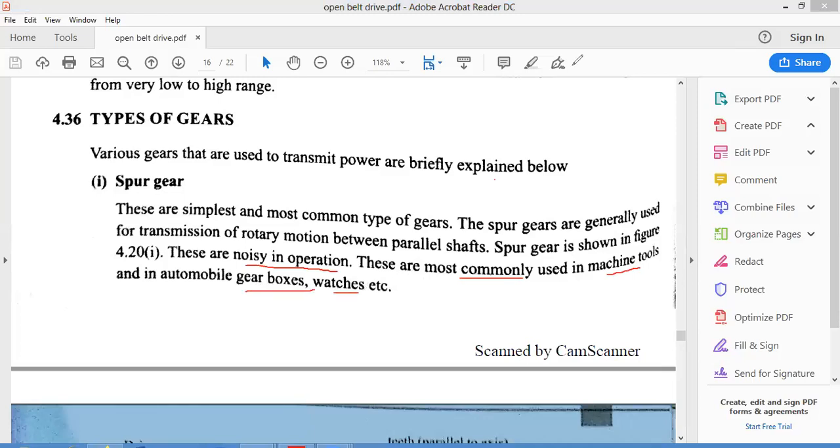Nowadays we have electronic watches which run on battery. But in mechanical watches, upon giving the key, the spring is tightened and the gears rotate the shaft, and the needles, that is the second, minute, and hour needles, move. For these mechanical linkages, the gears used in watches are spur gears.